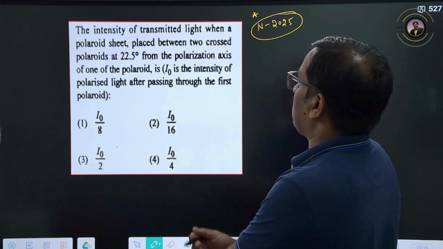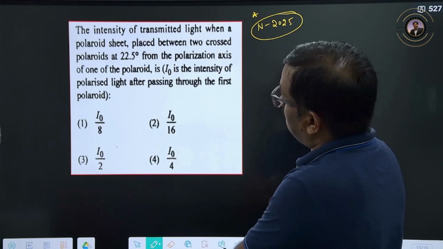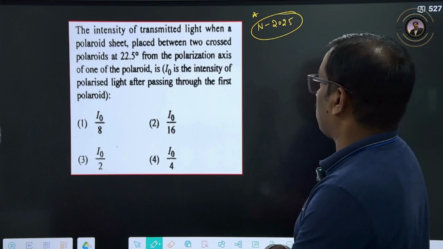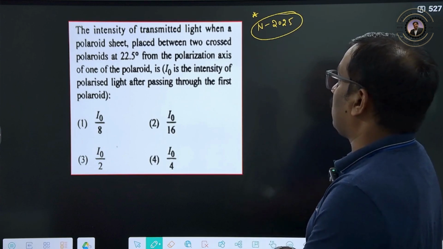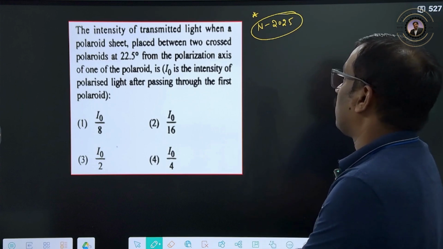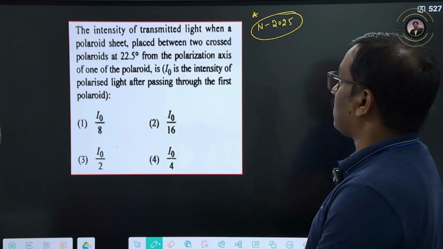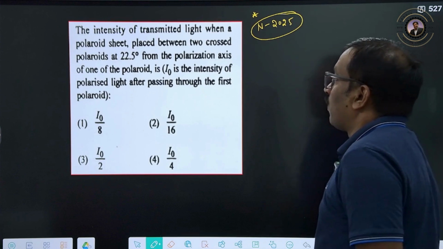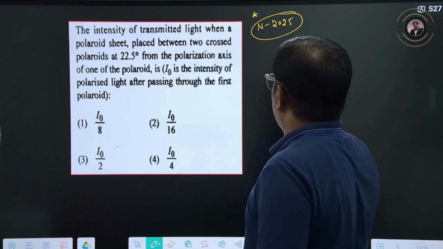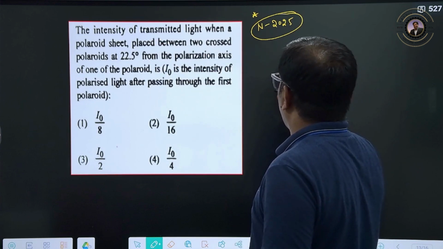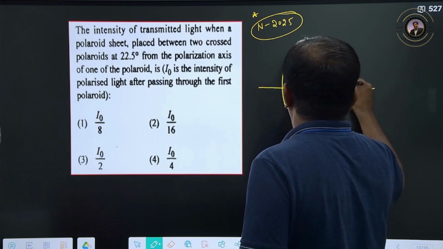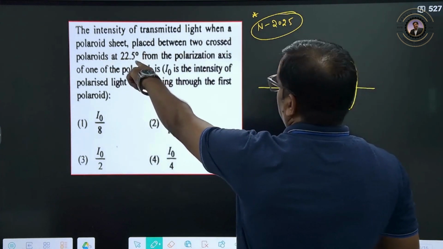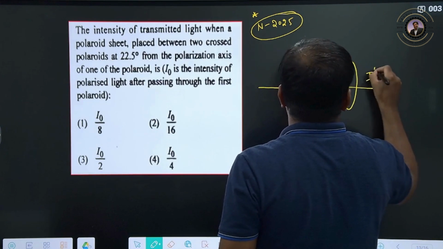So when a polarized sheet is placed between the 2 crossed polaroids at 22.5 degrees from the polarization axis of one of the polaroids, and if I naught is the intensity of the polarized light after passing through the first polaroid, right? So what is given now? The intensity of the transmitted light is being asked. Therefore this is one, right. So the intensity of the transmitted light when the polarized sheet is placed, he is asking the intensity coming out from this one.